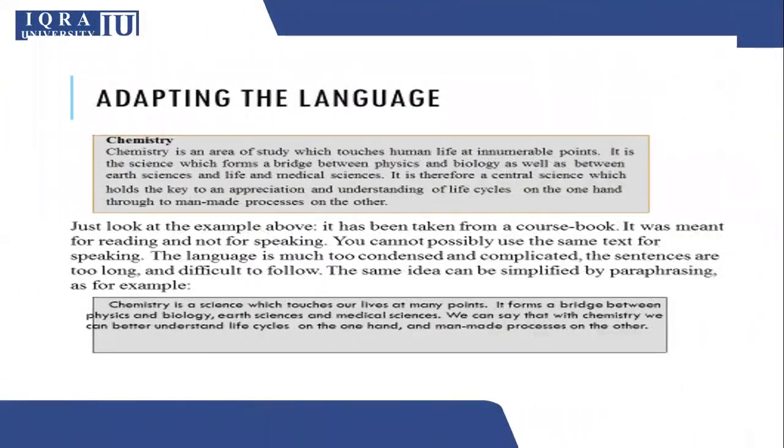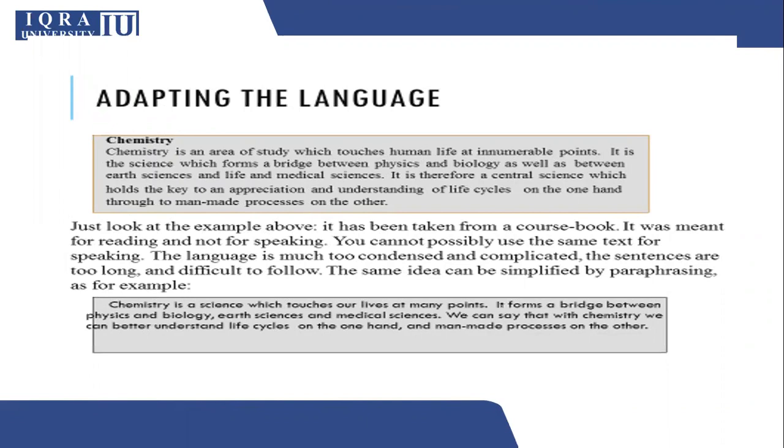Adapting the language. Now you see the first paragraph is from the book. Chemistry is an area of study which touches human life at innumerable points. It is a science which forms a bridge between physics and biology, as well as between earth sciences and life and medical sciences. It is therefore a central science which holds the key to an appreciation and understanding of life cycles on the one hand, through to the man-made processes on the other hand.